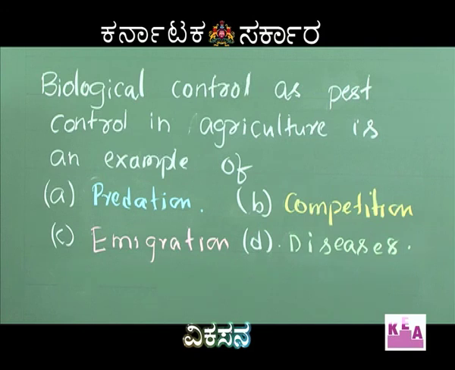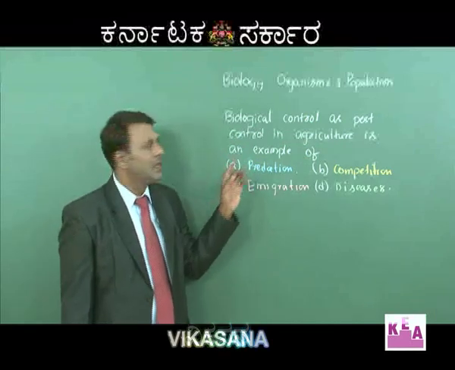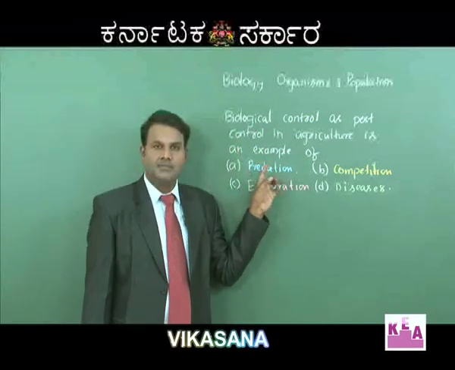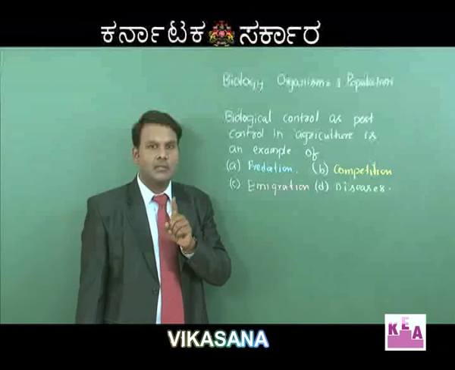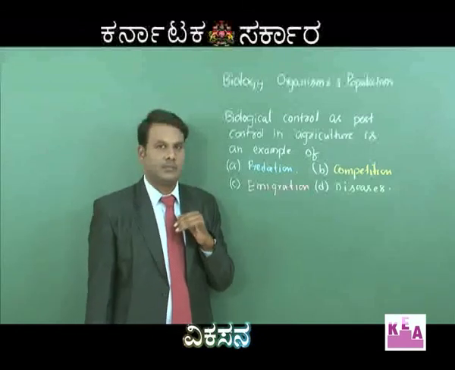Let us take up another question. Biological control as pest control in agriculture is an example of. There is a term called biological control. Biological control, also called biocontrol. It is a mechanism wherein one living organism is controlled by using another living organism.